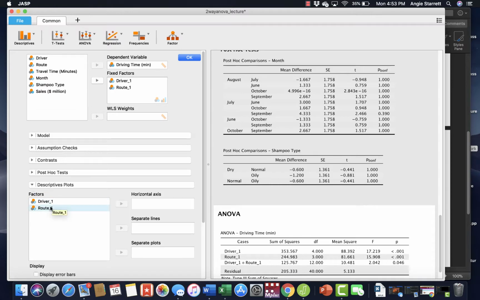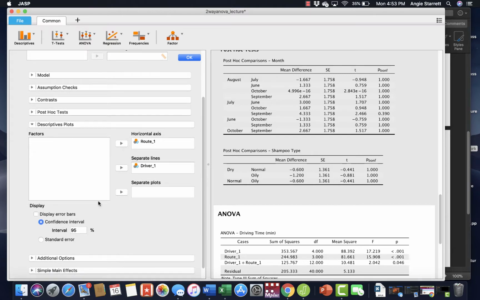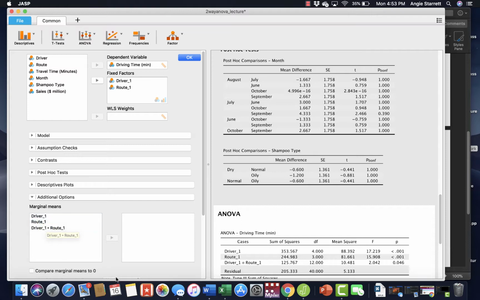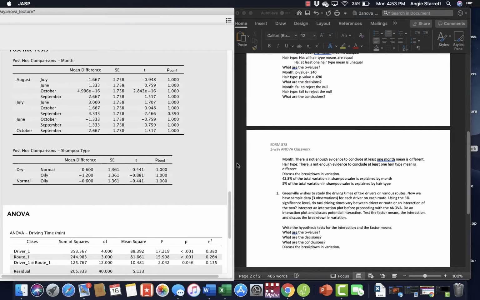descriptive plots. Let's put route on the horizontal axis and driver on the separate line. It doesn't matter. Typically, the one that goes on the separate line is the one you think of being the moderator, the one that is changing the direction of the other thing, right? And I see driver as more variable than route. Route's not really going to change a whole lot. All right, no need for error bars here, but let's make sure we go under additional options and get our eta squareds or our effect size. Okay, so let's start with our plot.